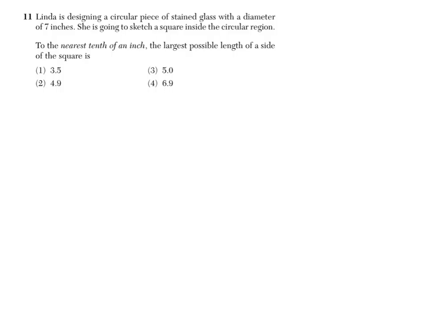Number 11. Linda is designing a circular piece of stained glass with a diameter of 7 inches. She is going to sketch a square inside the circular region. So we have a circle and a square inside that circle. The diameter is a diagonal from corner to corner of the square, which is 7 inches. We know that a square has 4 right angles, so we have 2 right triangles.